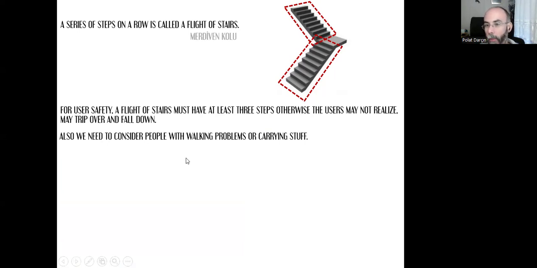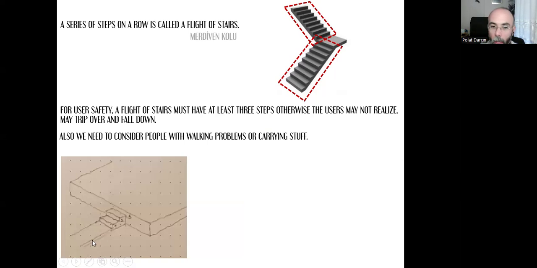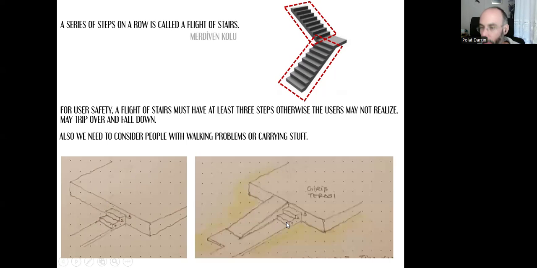Also, we need to consider people with walking problems or carrying stuff. So we created these three steps. But there can be people who need to use a wheelchair. There can be people who need to use a walking stick or some walking aids. There can be people who need to carry baby strollers or heavy luggage or things like that. So instead of these steps, or in addition to these steps, we can provide a ramp. It will be easier for them to move.